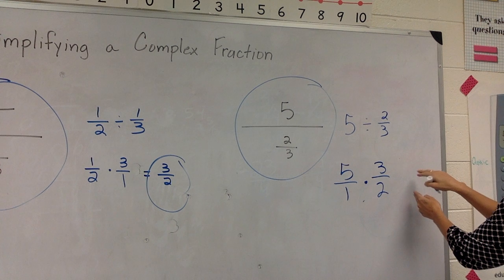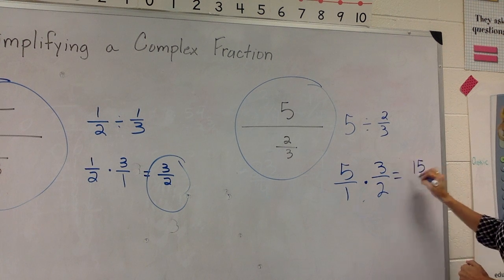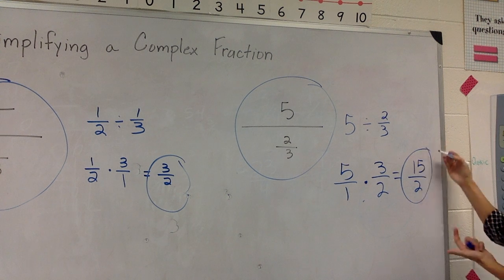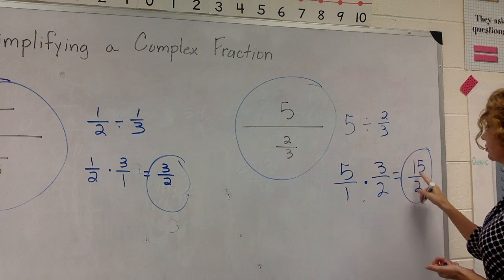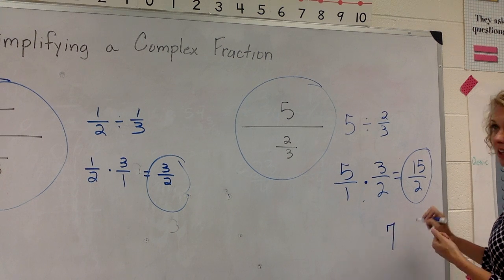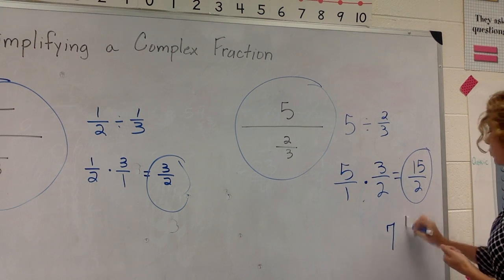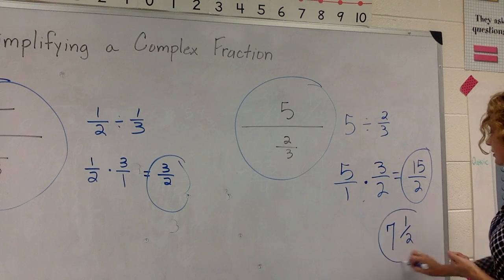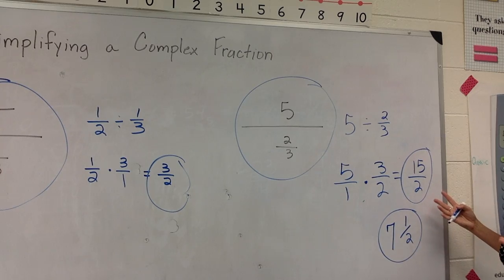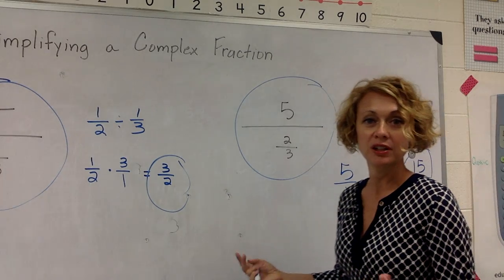Multiplying fractions, go straight across, 15/2. I can leave it that way, or I could rewrite that as, 2 goes into 15 how many times? 7 times, because 7 times 2 is 14. I have 1 left over. These are equivalent values. There it is. That's how you deal with a complex fraction.